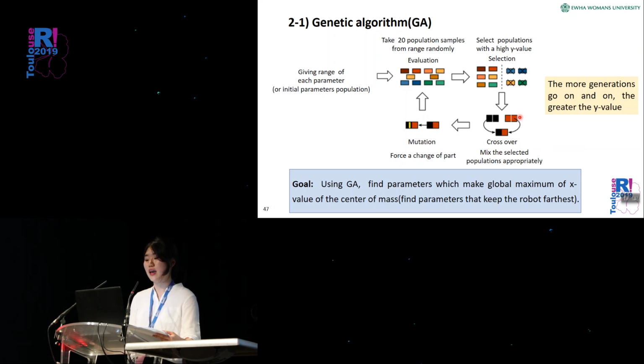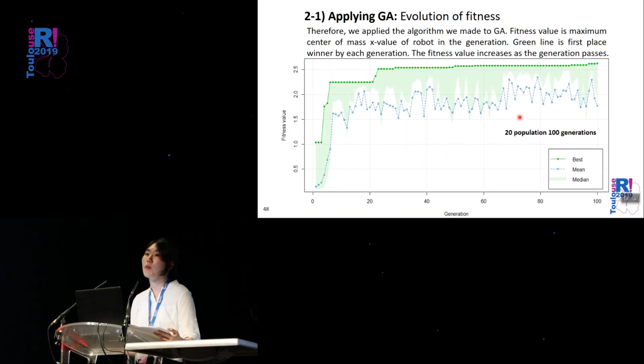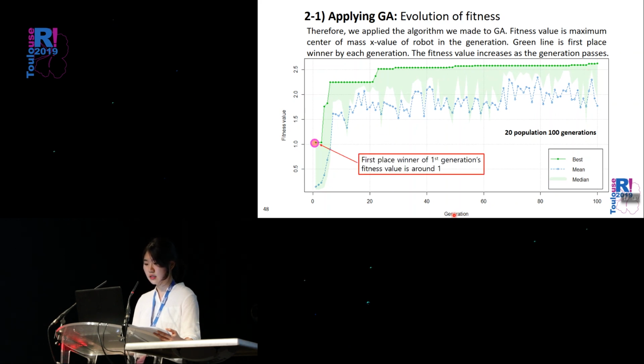Our goal is to use GA to find the parameters which make the global maximum of the X value of the center of mass. Therefore, we apply the physical simulation algorithm we made to GA. Fitness value is the maximum center of mass X value of the robot in the generation. This green line is the first place winner of each generation, and the fitness value increases as the generations pass. This is the generation axis. And in this case, the first place winner of the first generation's fitness value is around 1.